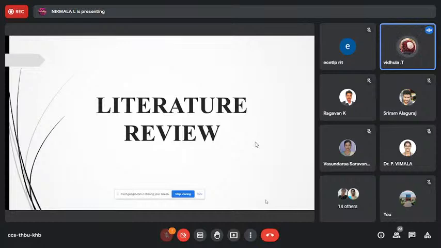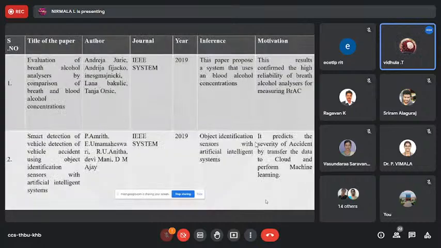The literature reviews are. From this paper, we refer to a system that uses the blood alcohol concentration, and smart detection of vehicle accident using the object identification sensor with the artificial intelligence systems.